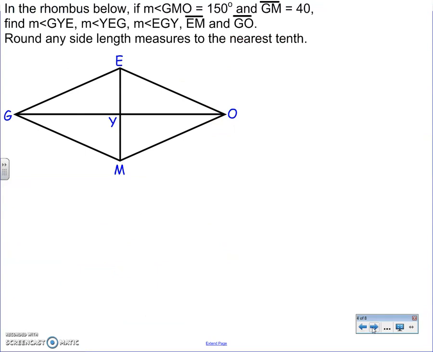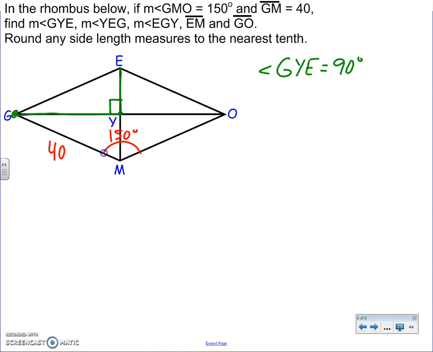So in the rhombus below, if the measure of angle GMO is 150, so let me label that, this whole angle right here is 150 degrees. And side GM is 40, so this is 40. Find the measure of GYE. Let's just go in order. G to Y to E, they're asking for this angle right here. Well, that's the 90-degree angle because diagonals are perpendicular. So angle GYE equals 90 degrees.